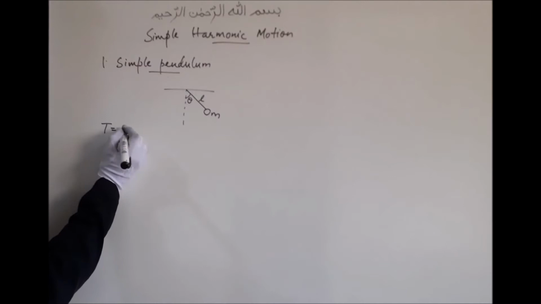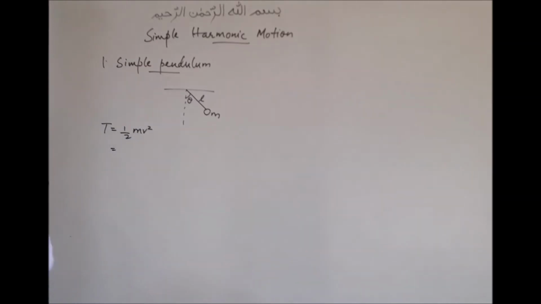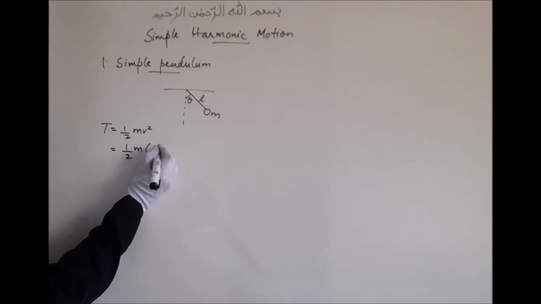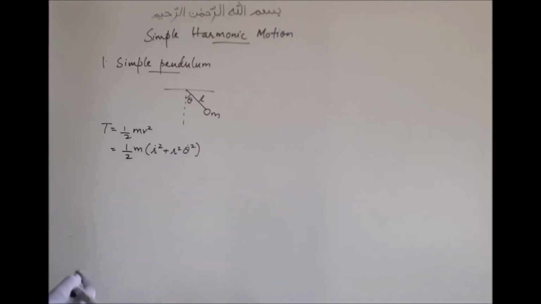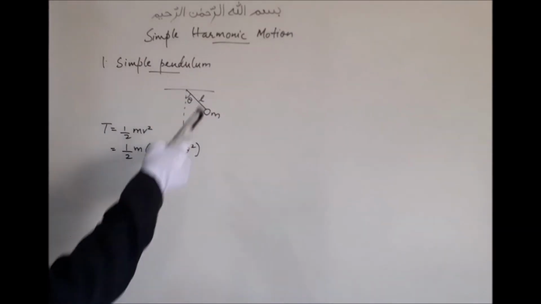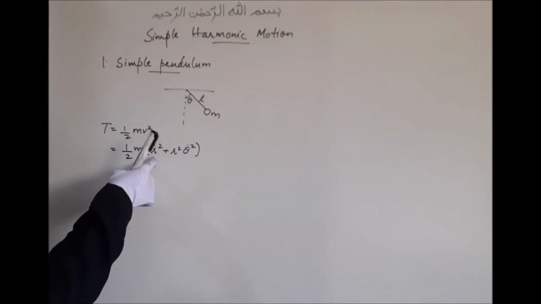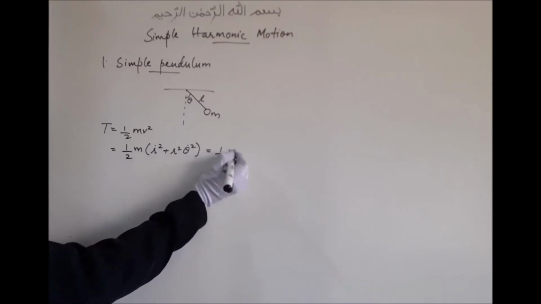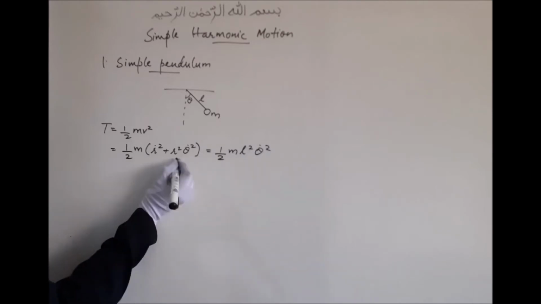Kinetic energy is equal to half mv squared. V in terms of spherical polar coordinates can be written as half m r dot squared plus r squared theta dot squared. Now r here is the length, theta is this angle, but length is constant, so r dot is going to be 0. Theta is the variable part, so you'll have your half m L squared theta dot squared.